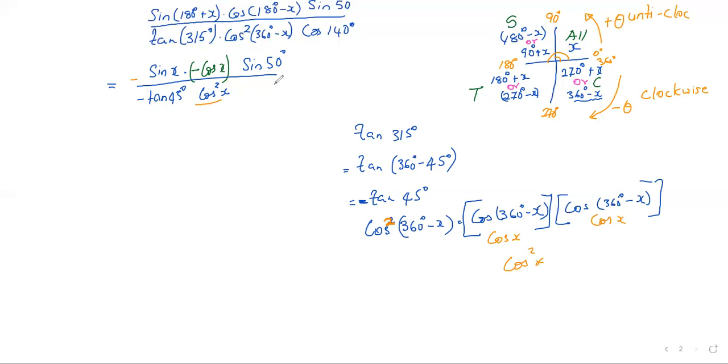And then this is the same as the cos of 90 degrees plus 50. 90 plus 50 is 140.